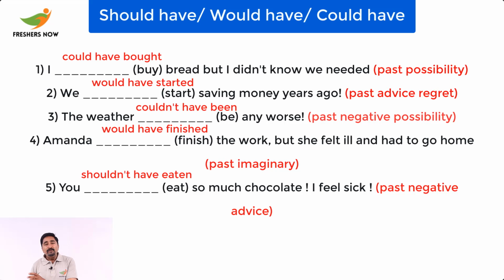Because all that we use here is have followed by the main verb in its third form, that is the past participle. So here we should use the past participle. So you might have come to understand how to use should have, would have, and could have. With a proper understanding, you will be able to complete any sort of exercise very easily, and it will be very useful to you in using them the right way.